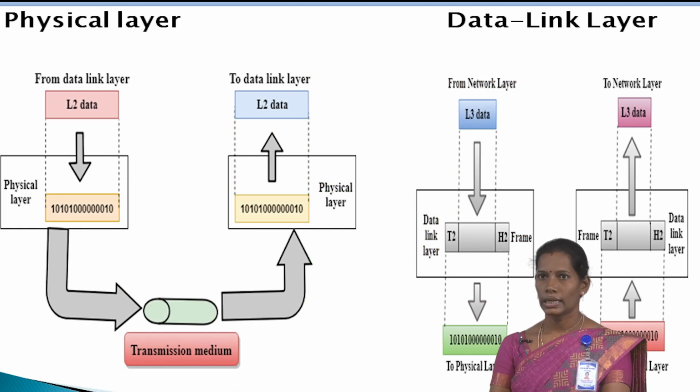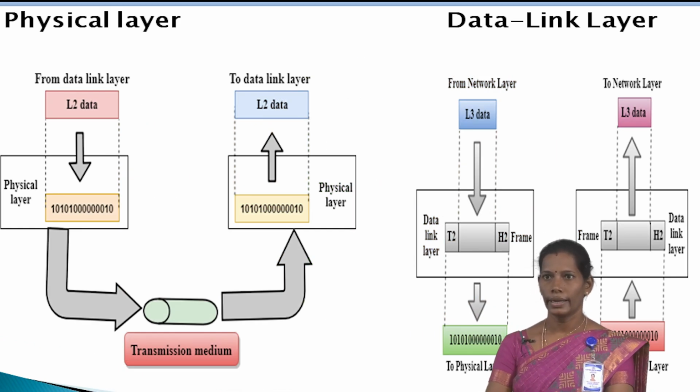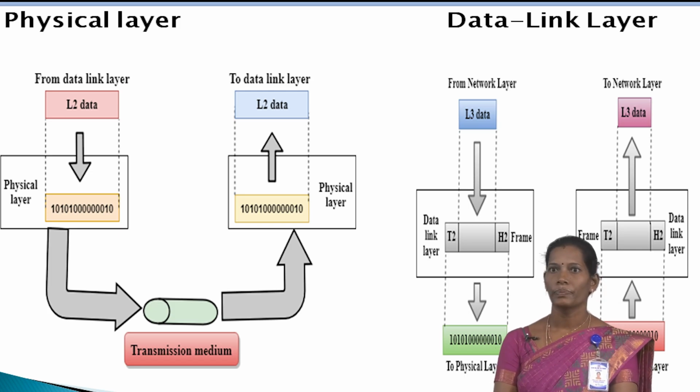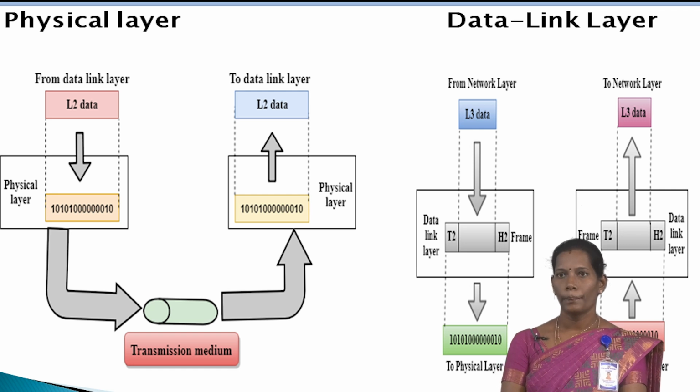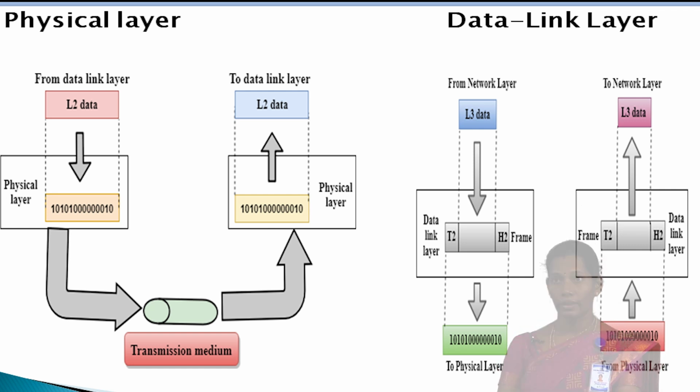First one is the physical layer. The physical layer transmits the data in bit format. It is the lowest layer of the OSI model. It establishes, maintains, and deactivates the physical connection. It specifies the mechanical, electrical, and procedural network interface specifications.